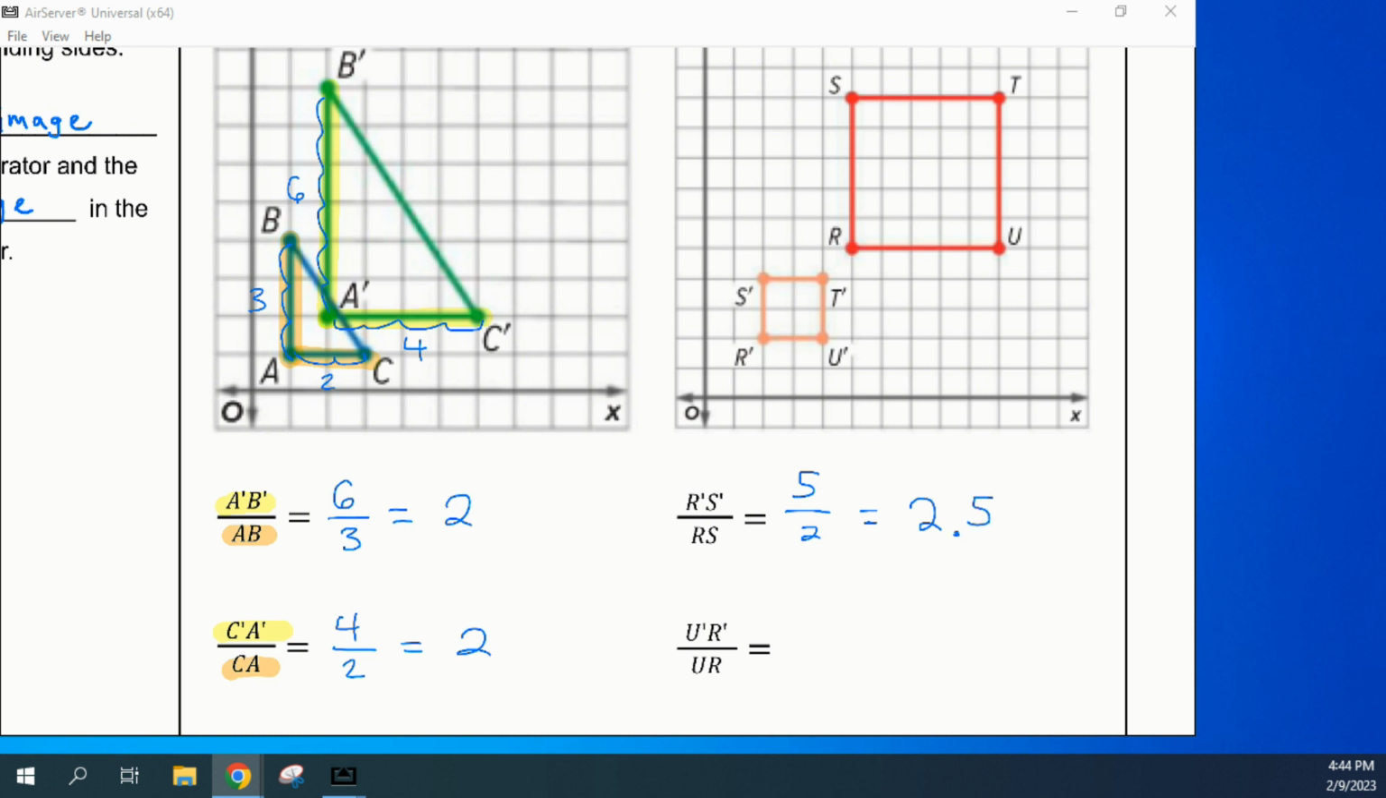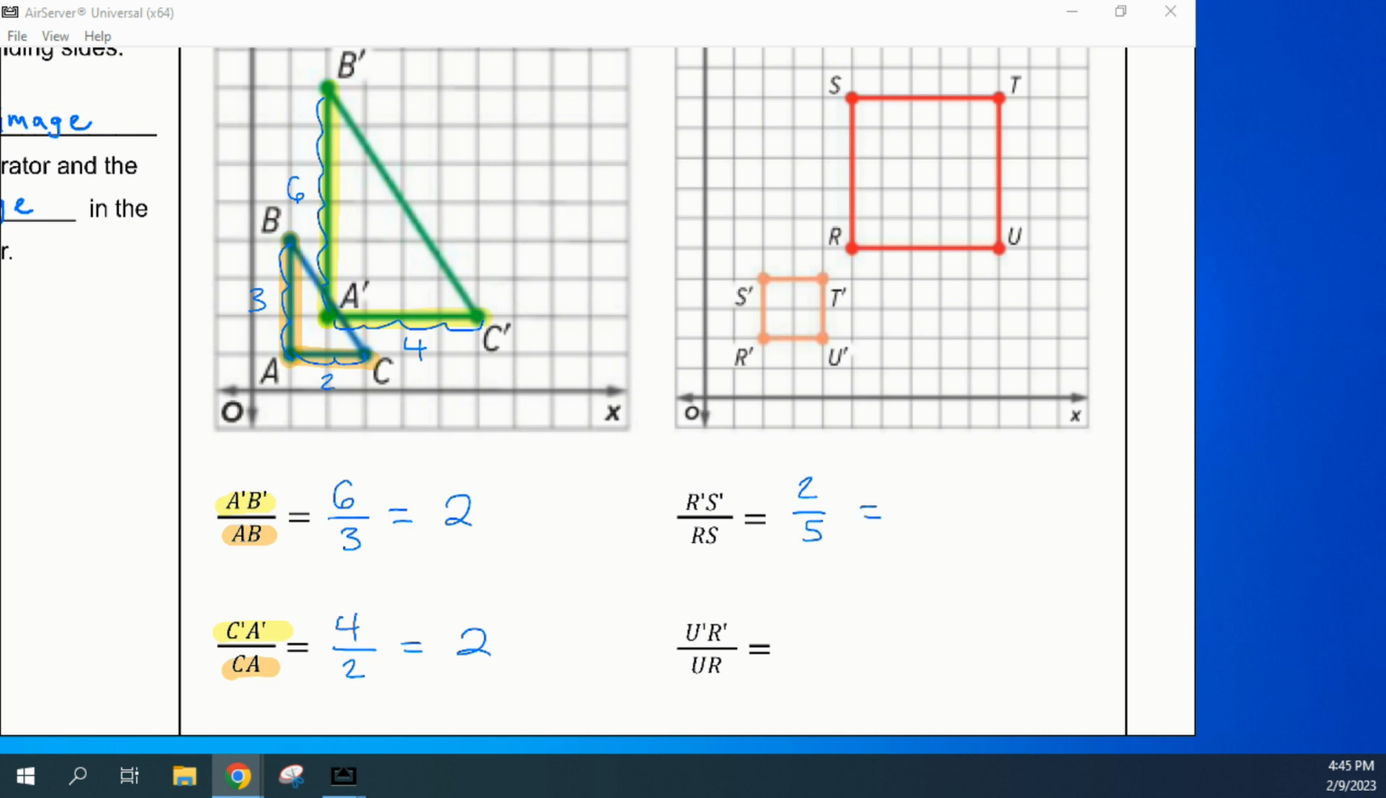If this is a dilation by the same scale factor, then we should get 2.5 on our U to R situation here. So U prime to R prime. Oh no, I got this backwards, didn't I? I did it backwards. All right. Let's restart this then. So R prime to S prime is actually the smaller square. I messed up. That's on me. R prime to S prime is 2. R to S is 5. So I had it upside down.